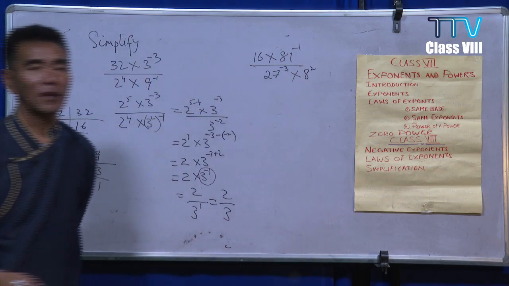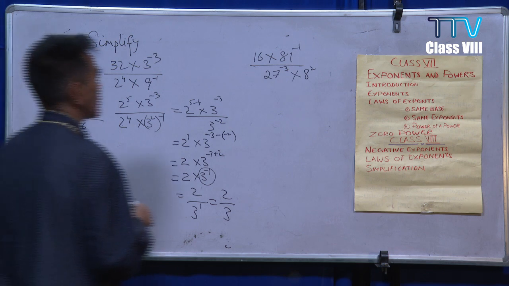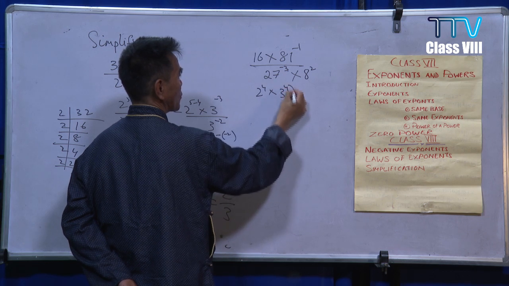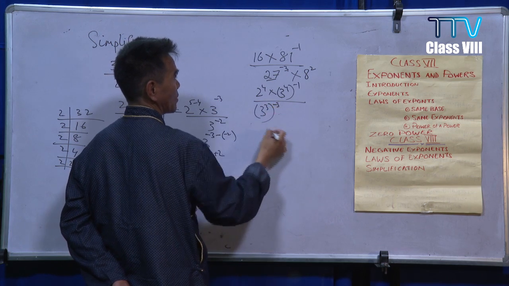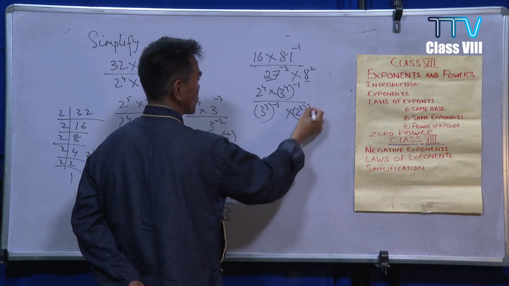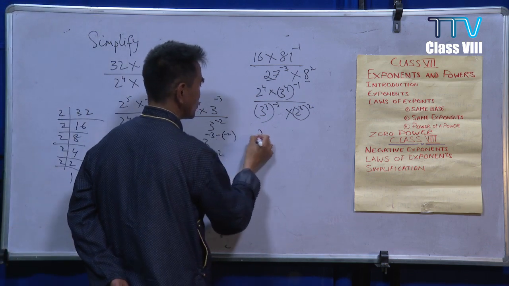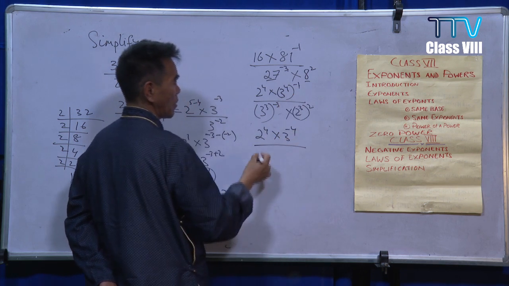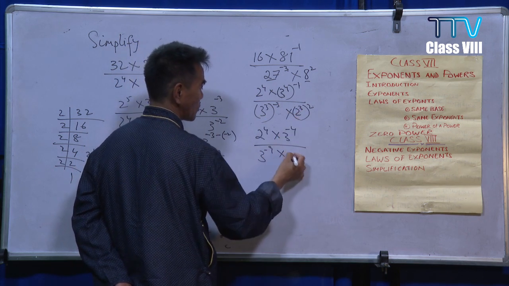We take the prime factors. 16 prime factors: 2 raised to power 4. 81 prime factors: 3 raised to power 4, raised to power -1. 27 prime factors: 3 cubed, raised to power -3. 8: 2 raised to power 3, multiplied by 2. So 2 raised to power 4 multiplied by 3 raised to power -4, 3 raised to power 3 multiplied by 3 to power -9, multiplied by 2 raised to power 6.